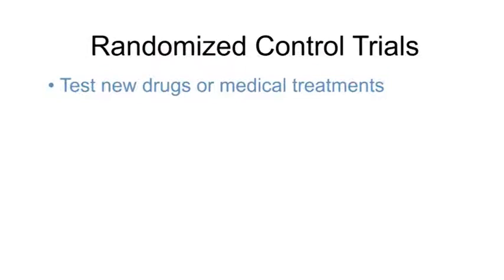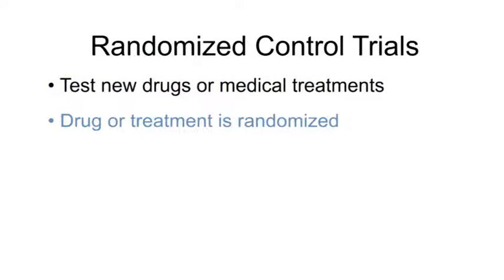Randomized controlled trials are often used to test new drugs or medical treatments. The key feature is that the drug or medical treatment is randomized. Another example of a randomized controlled trial would be a study comparing two different treatments for asthma. Subjects would be randomized to one of the two asthma treatments.